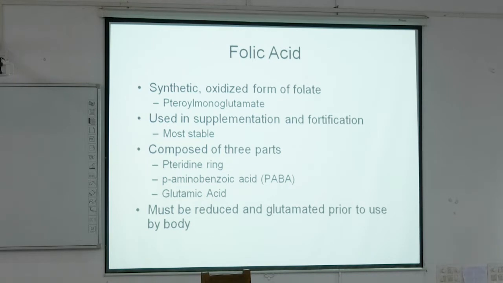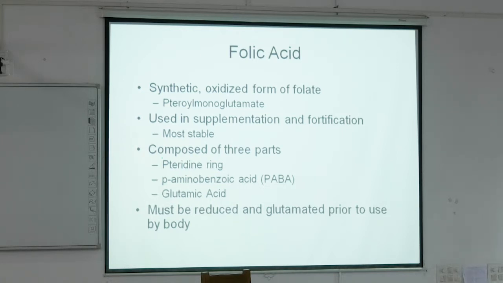Now see, the chemical compound is pteroyl monoglutamate. It can go up to pentaglutamate. The pteroyl monoglutamate contains these 3 compounds: pteridine ring, para-aminobenzoic acid, and glutamic acid. Folic acid composition is very, very important. Pteridine ring, PABA, and glutamic acid.